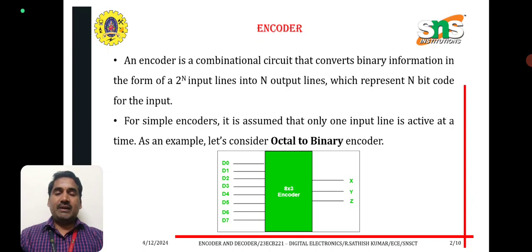As an example, let's consider the octal to binary encoder. Octal means 0 to 7, totally 8 inputs, D0 to D7, which produce 3 outputs X, Y, Z. This is the 8 to 3 encoder: 8 inputs and 3 outputs.